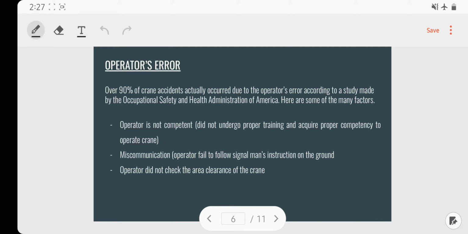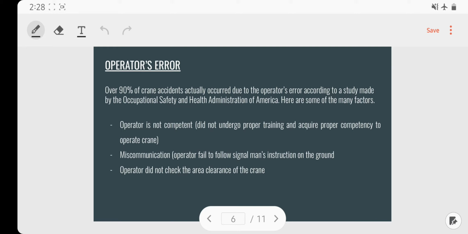Okay, the next one is operator's error. Operator's error is actually one of the biggest factors of crane accidents. This is a study made by the Occupational Safety and Health Administration of America. These are some of the operator's errors that cause accidents.